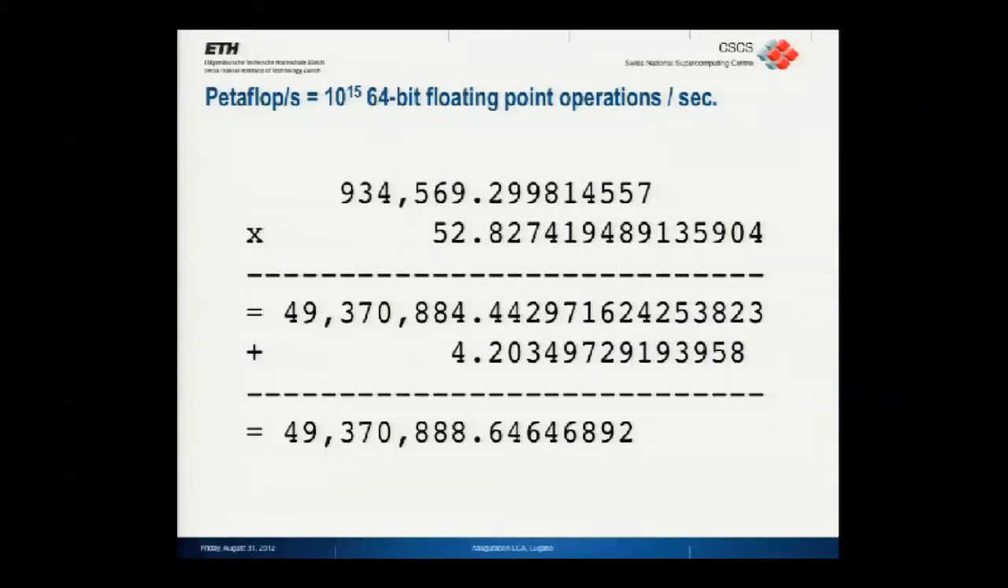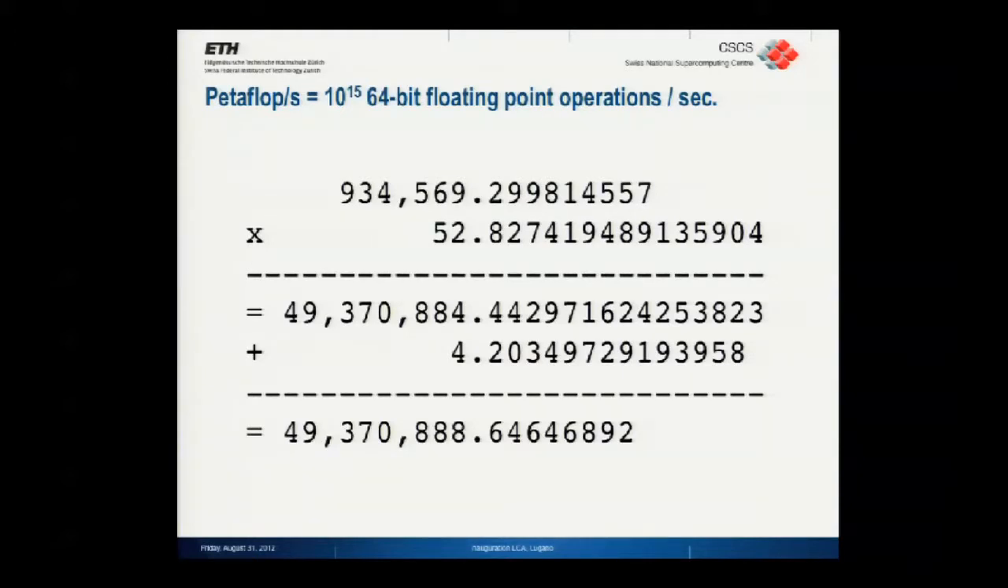For the uninitiated, let me explain again this metric, floating point operations per second. This multiplication here is what we mean by one floating point operation. This addition is a second floating point operation. So what you have here are two floating point operations. A petaflop means we have 10 to the 15 of these per second.